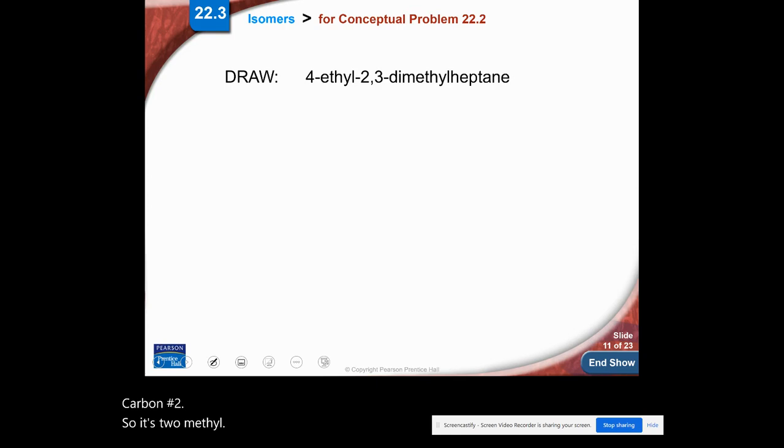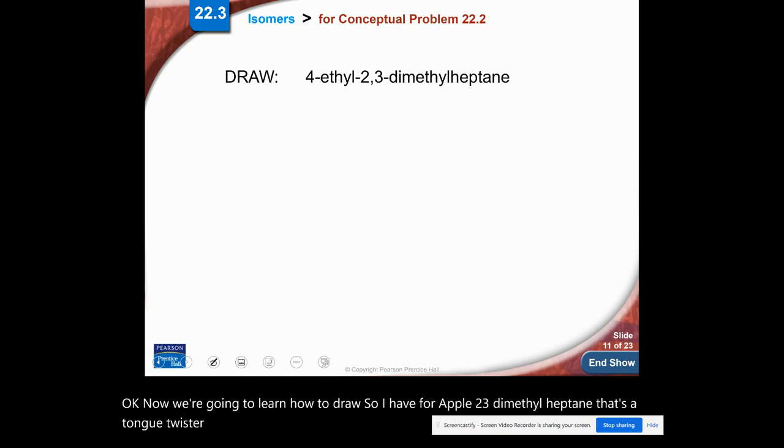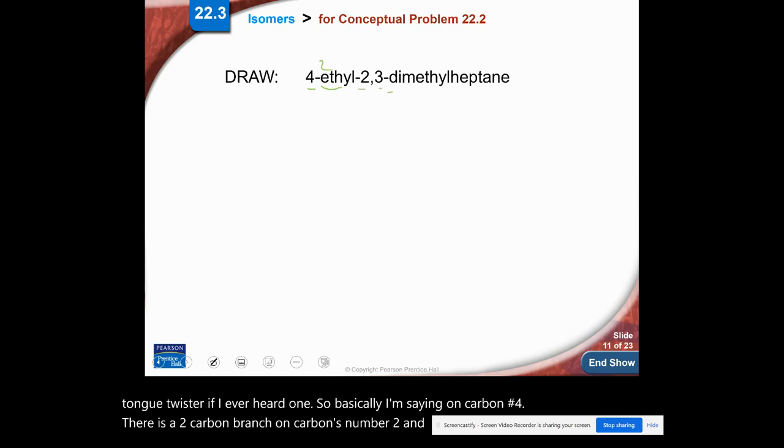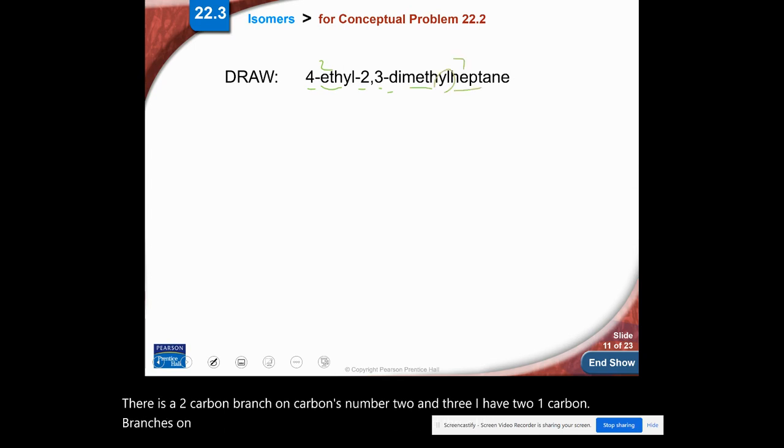Okay, now we're going to learn how to draw. So I have 4-ethyl-2,3-dimethylheptane. Oh, that's a tongue twister if I ever heard one. So basically, I'm saying on carbon number 4, there is a 2 carbon branch. On carbons number 2 and 3, I have 2 1-carbon branches on a 7-carbon chain connected by single bonds. So then 1, 2, 3, 4, 5, 6, 7.